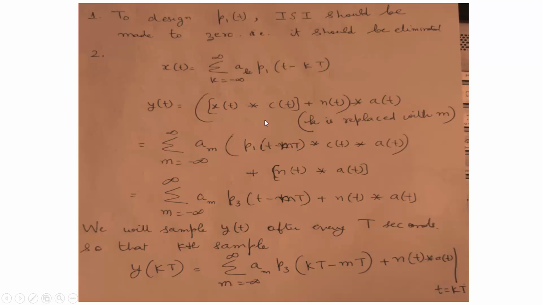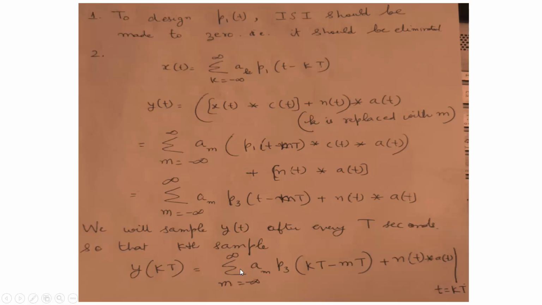So that means this small t has to be replaced with k capital T. So a_m p3(kT minus mT) plus, of course, this convolution of noise with the impulse response of the match filter, and this also has to be sampled at t equal to kT, right? Now if you look closely at this expression, you will see that it is a convolution of two discrete sequences. So let us discuss that.